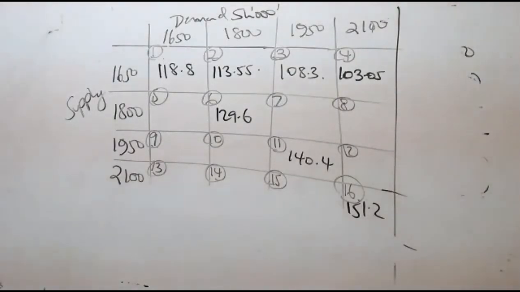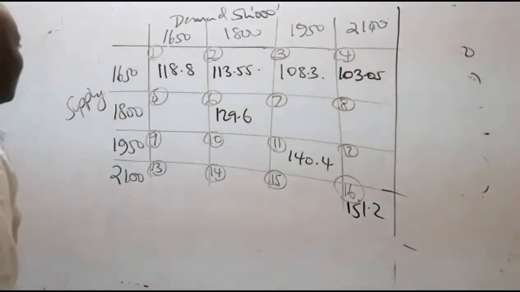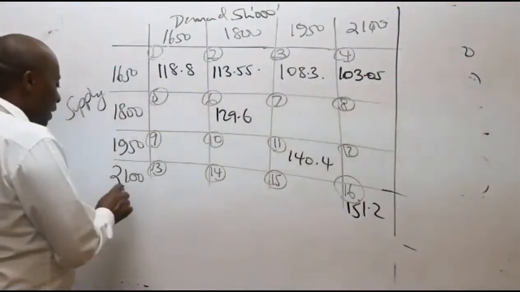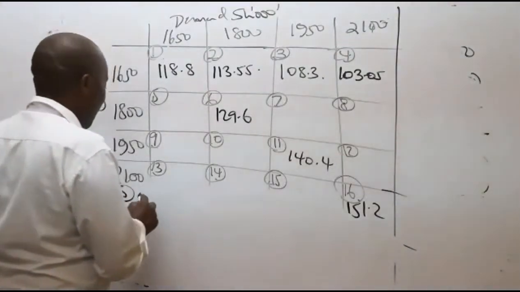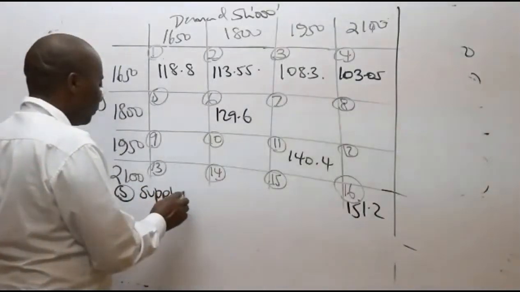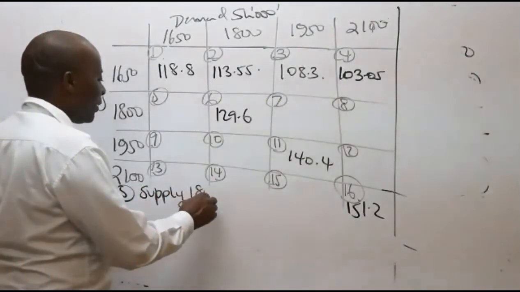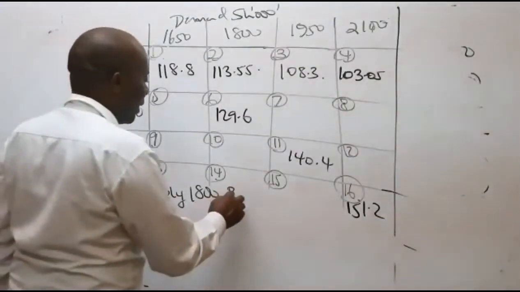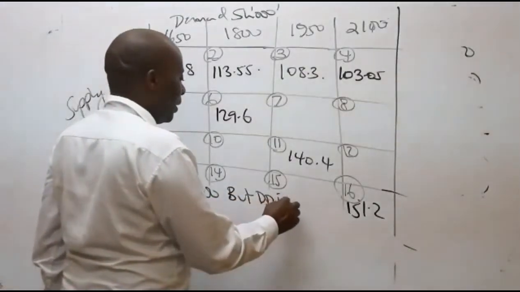Answers are coming in thick and fast. And this 86.1 seems to be quite famous. So then thank you very much. Allow me to do this one. So this one is cell number 5. And for cell number 5, ladies and gentlemen, we have supplied 1800, but demand is 1650.